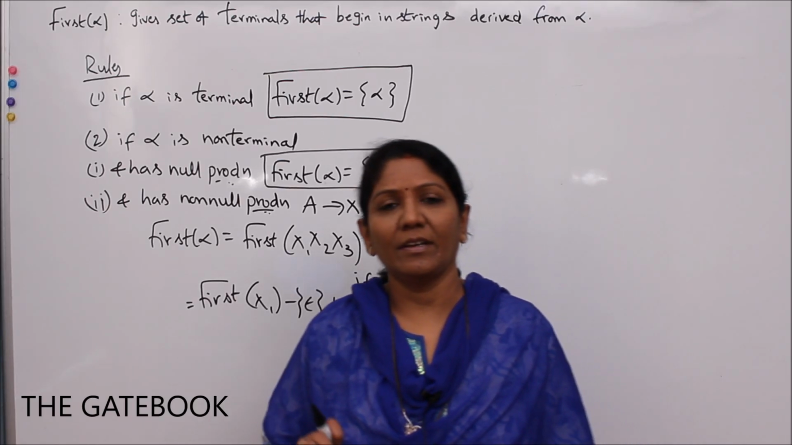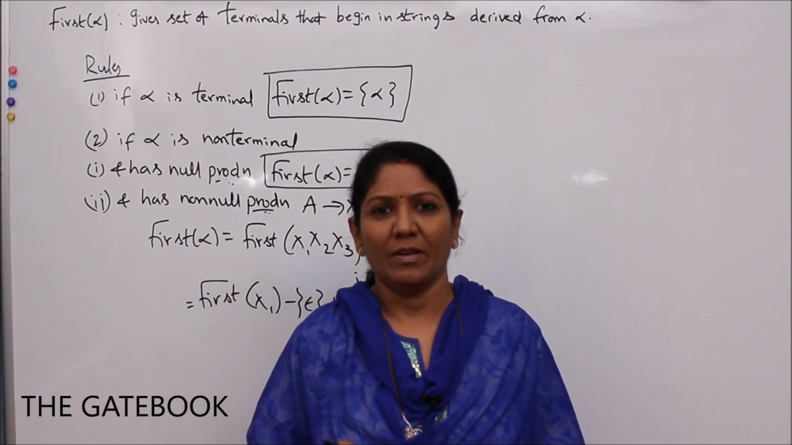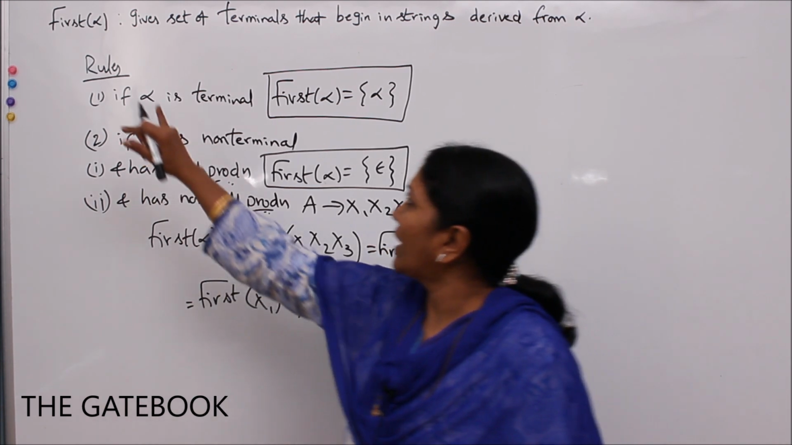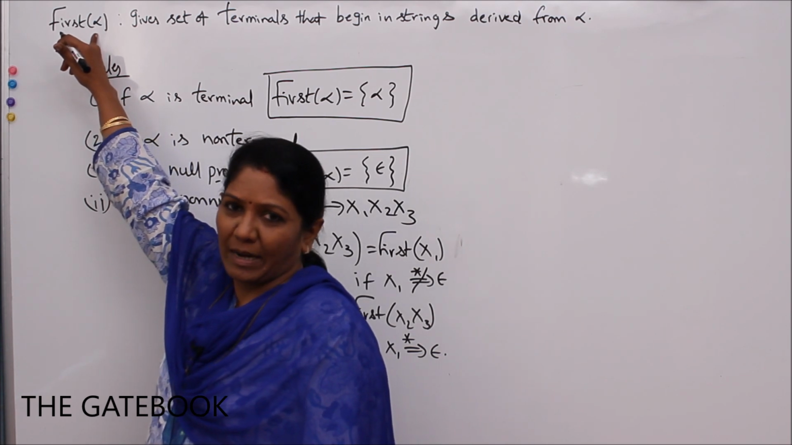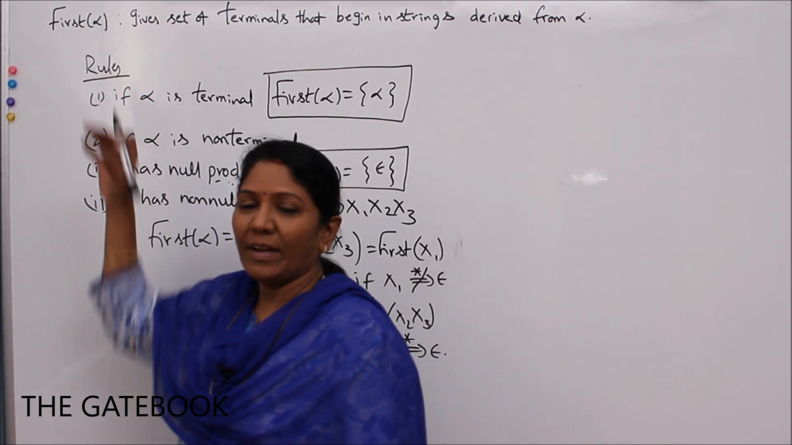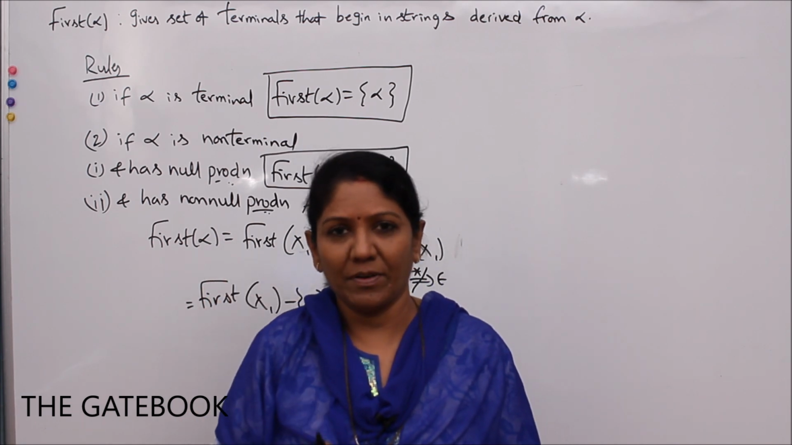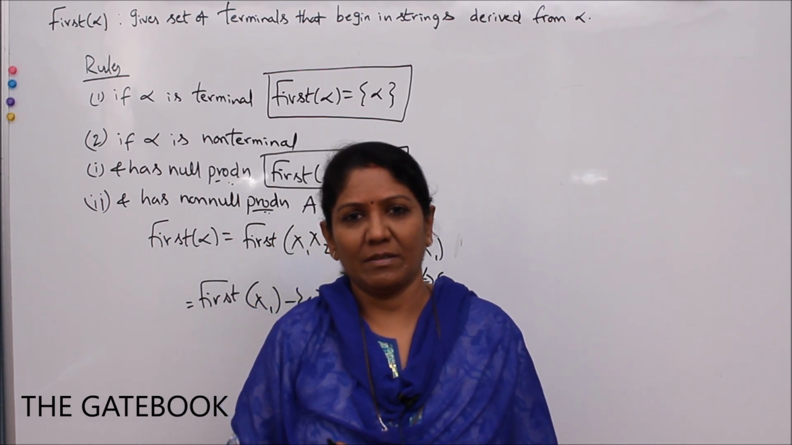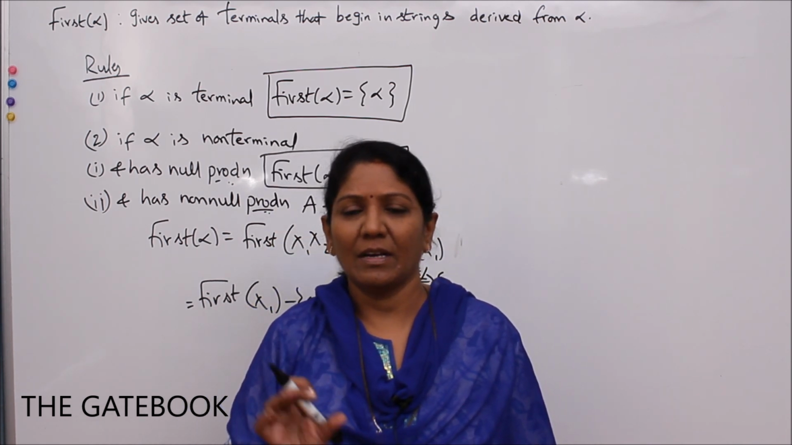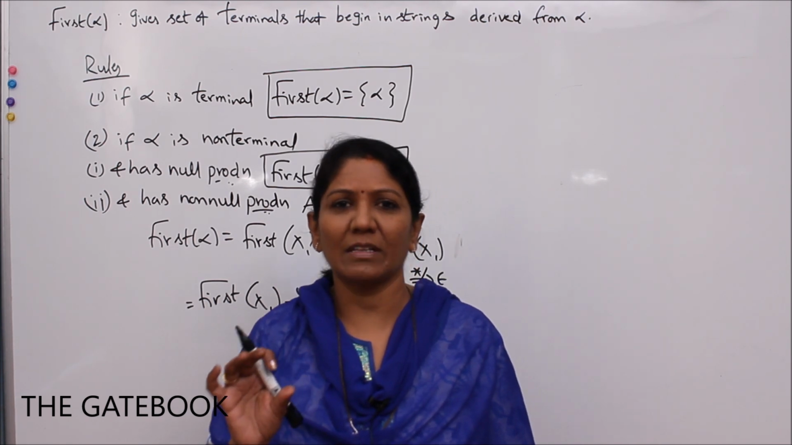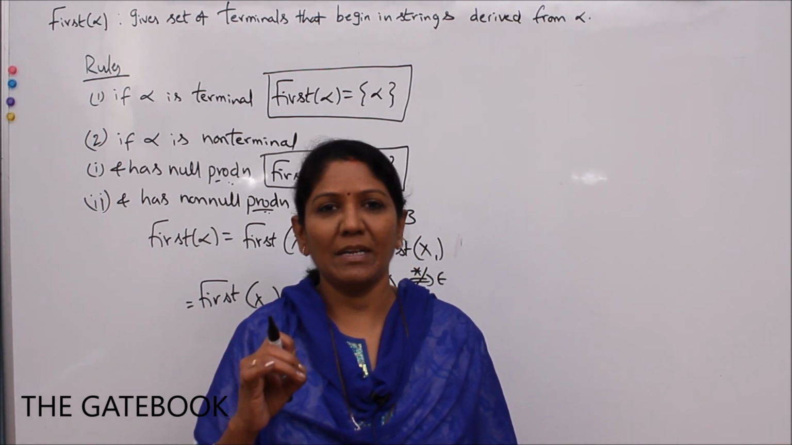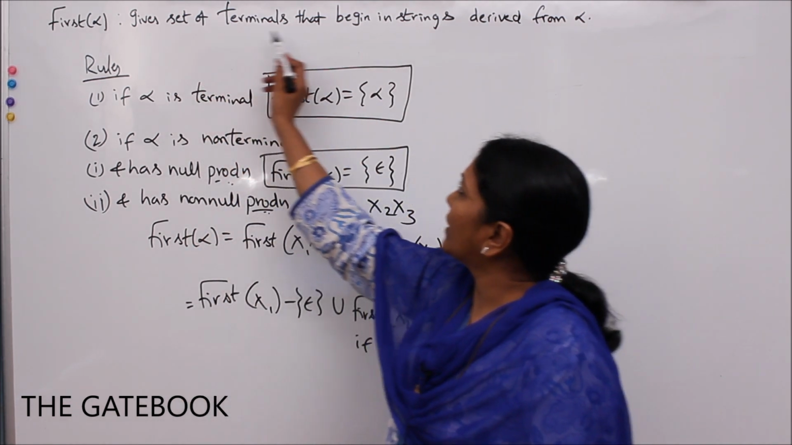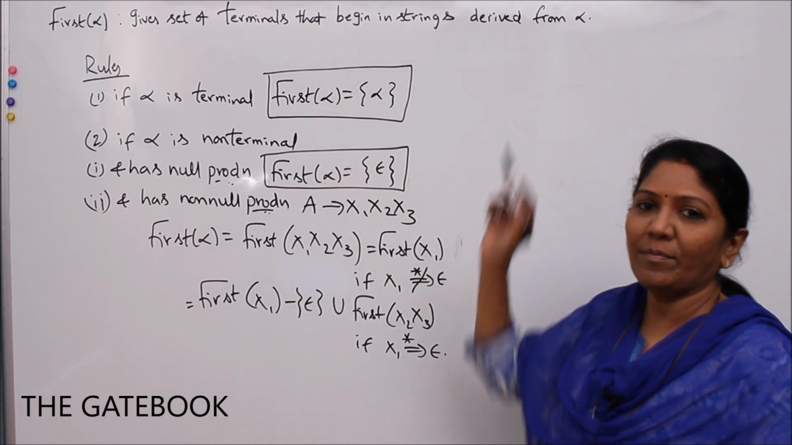Let us try to understand the simplest function first. The input for the function is a grammar symbol. Let us consider alpha as a string of grammar symbols. Given input alpha, the output of the function is always a set of terminals. This set of terminals is nothing but the set of terminals that may begin in the strings derived from alpha. First of alpha gives the set of terminals that begin in the strings derived from alpha.